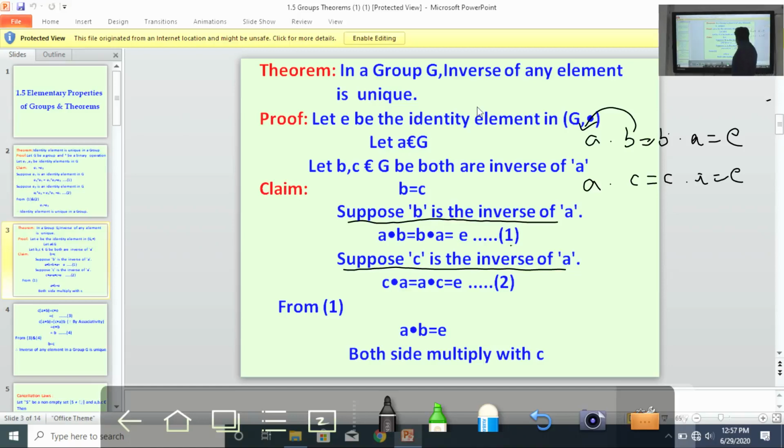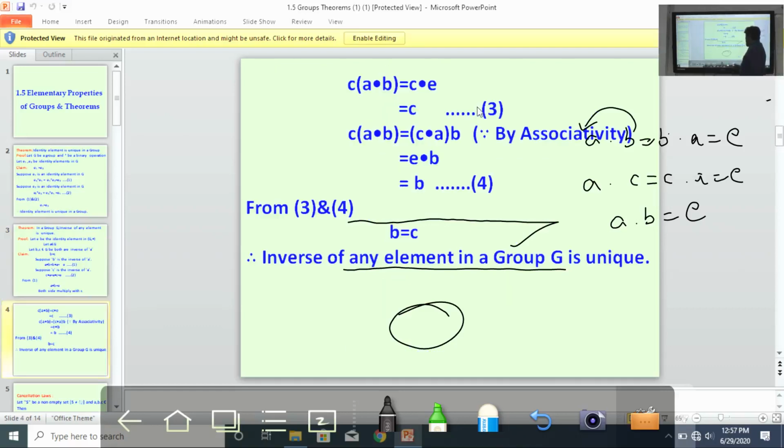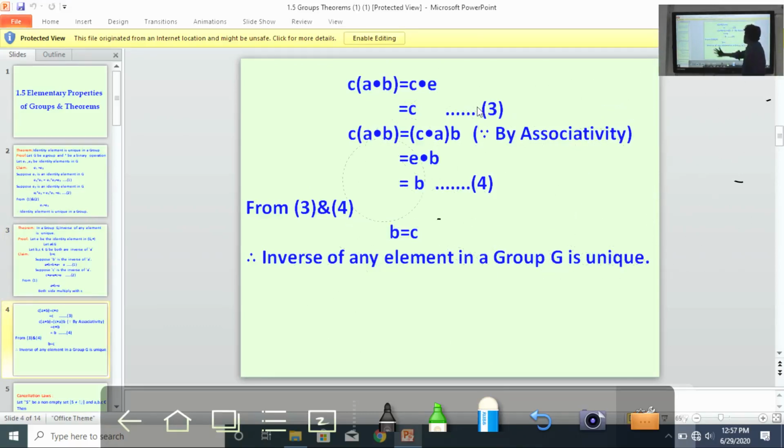Now from equation 1, A into B equal to E. Next slide. Multiply this equation with C on the left hand side. So A into B equal to E, multiply C with the left hand side. So C into E. What is C into E? Again C. This is equation 3.